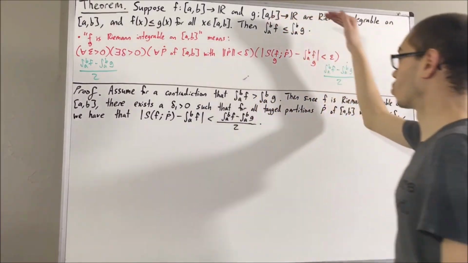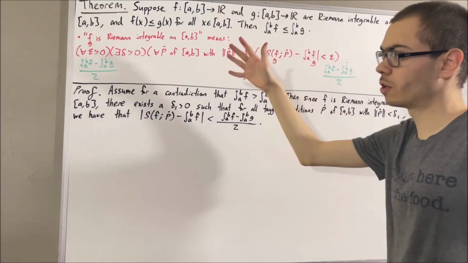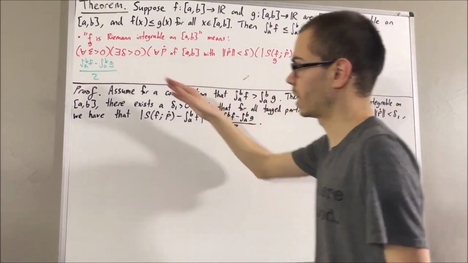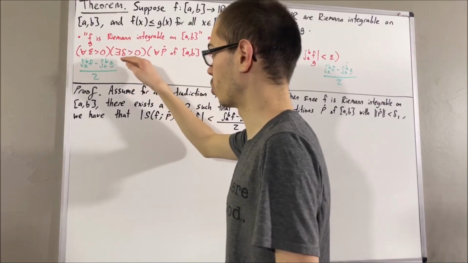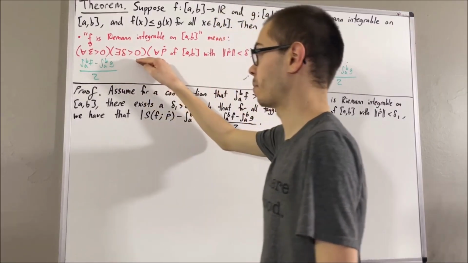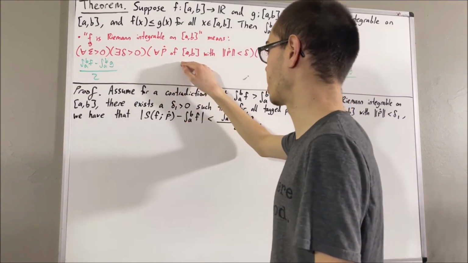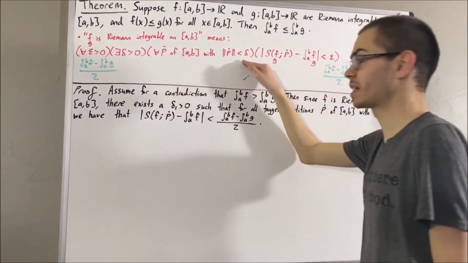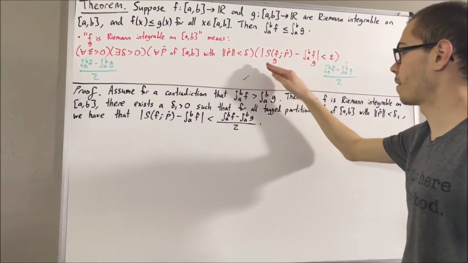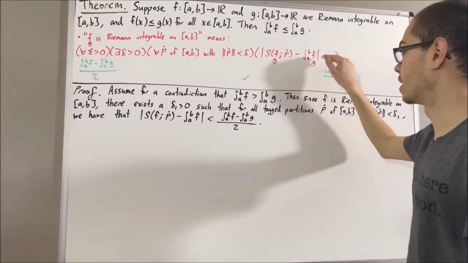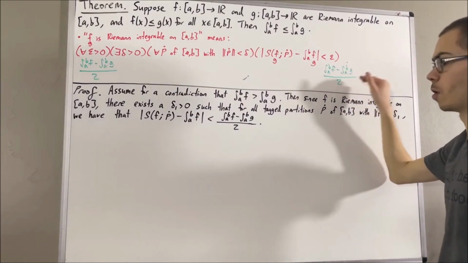And since g is Riemann integrable on [a, b] as well, we can do the same thing for g. So taking epsilon to be (integral of f minus integral of g) over 2, well then there exists a positive real number I'll call delta 2, such that for all tagged partitions of [a, b] whose norm is less than delta 2, we have that the absolute value of the Riemann sum minus the integral of g is less than (integral of f minus integral of g) over 2.